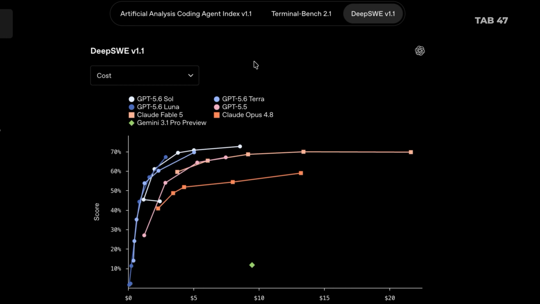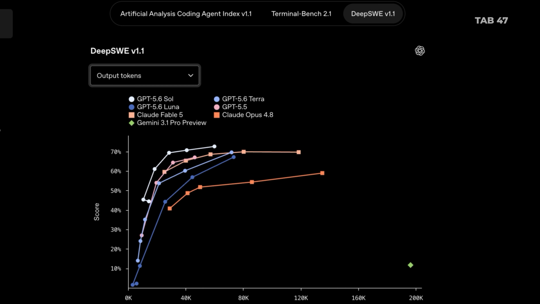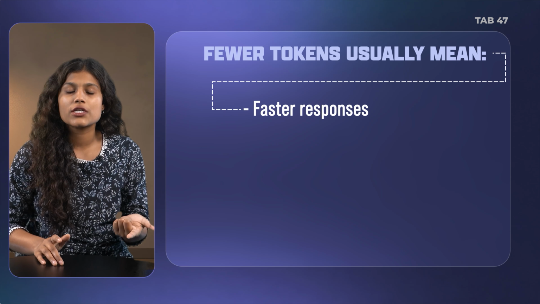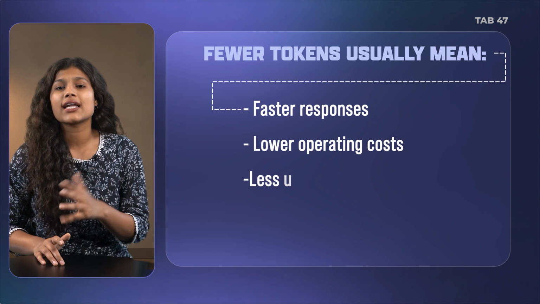Sol isn't just smarter, it's also more efficient. Normally, people assume better AI means higher cost, but OpenAI says Sol can actually complete many coding and professional tasks using significantly fewer tokens than previous versions. So why does that matter? Because fewer tokens usually mean faster responses, lower operating costs, and less unnecessary text.